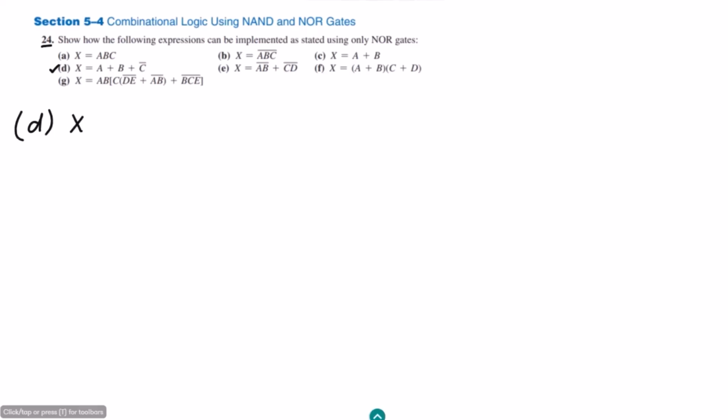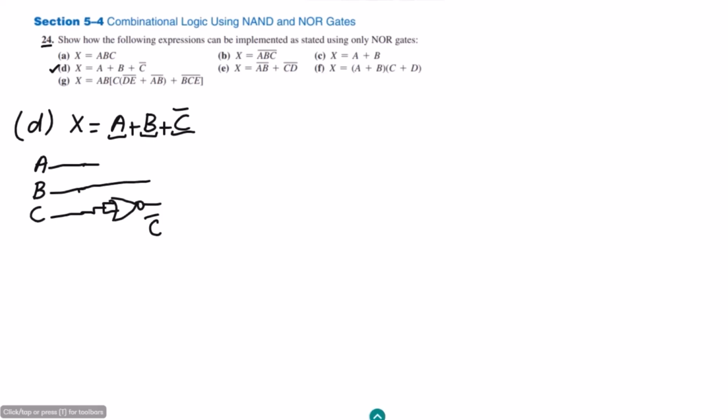In part D, the expression is A plus B plus C complement. How many inputs do we have? We have A, B, C, 3 inputs, and these are the input lines. We have to add them together, so A will remain in its original form, B will be in its original form, while C has to be complemented. Therefore I have to use a NOR inverter here. The two inputs of it are combined together, so here I will get C complement, this will be B and this will be A.